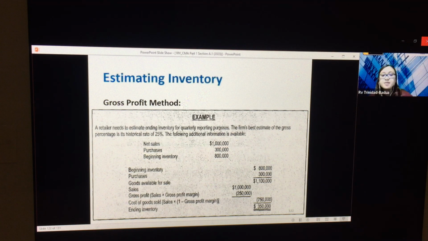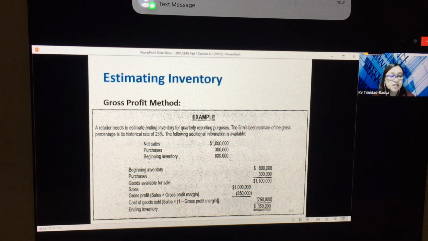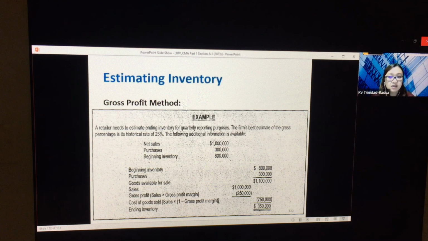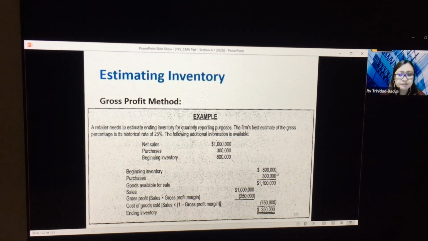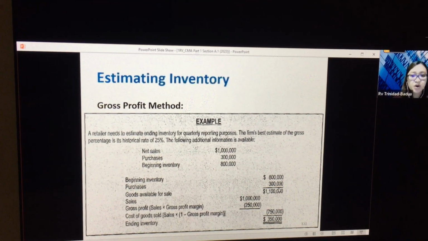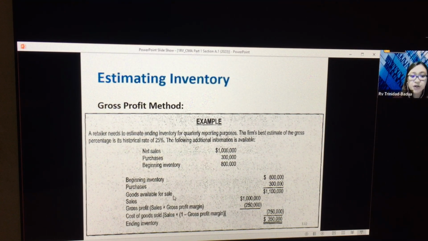Okay. Example, gross profit method. A retailer needs to estimate ending inventory for quarterly reporting purposes. The firm's best estimate of the gross percentage is its historical rate of 25%. The following additional information is available. So you were given information on net sales, you have purchases, beginning inventory. Okay. Beginning inventory, 800,000. Given then ang purchases mo of 300,000. So your goods available for sale ay 1,100,000.